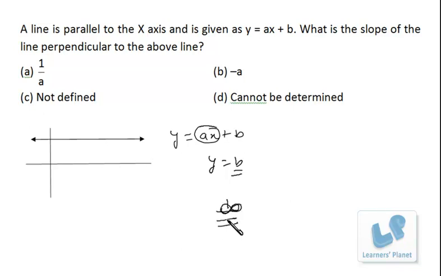Clear? Generally the mistake students make is that they just see y is equal to ax plus b, the slope of this line is a, so the slope of a line perpendicular to this will be minus 1 upon a. They just do it without seeing this. Okay, I hope you're getting me.